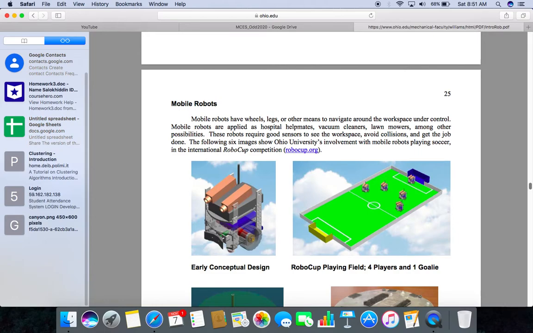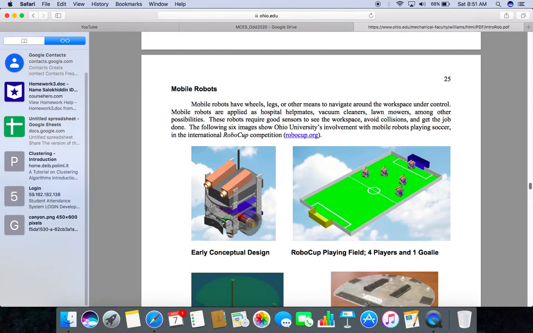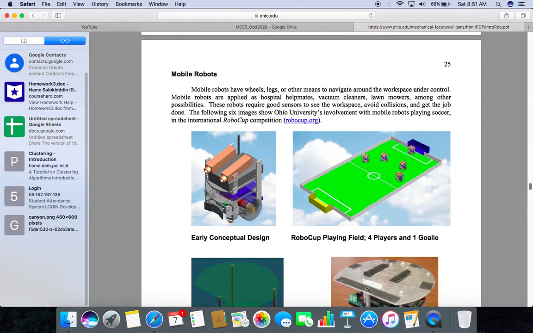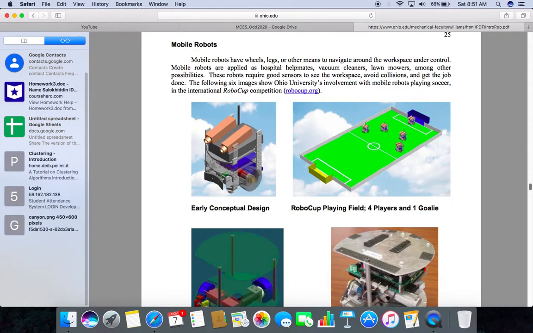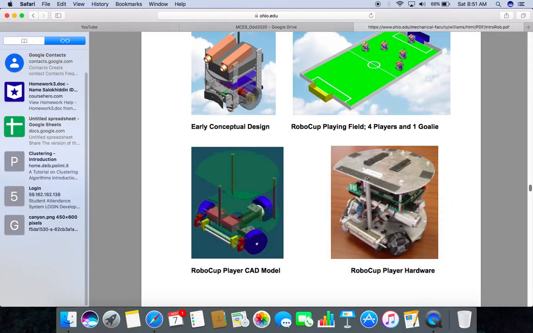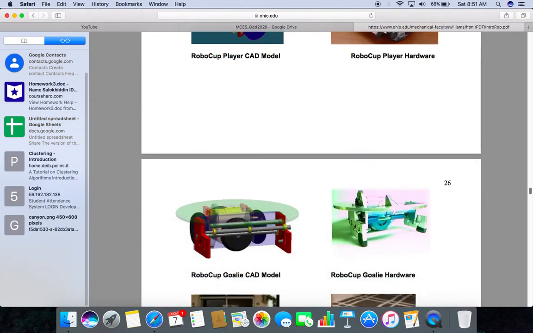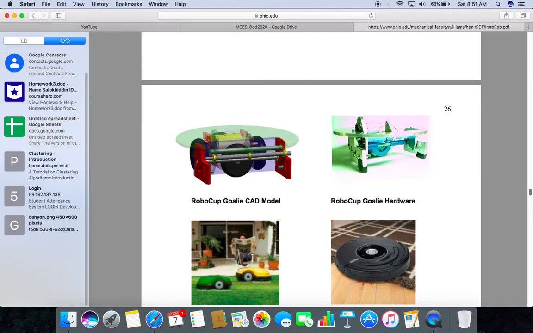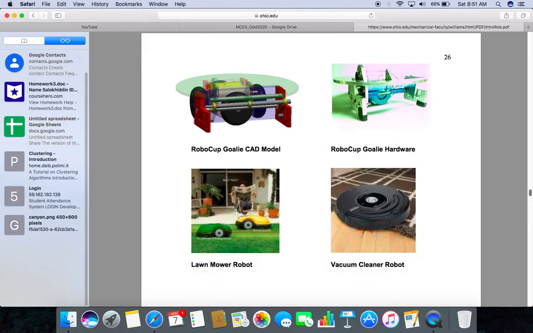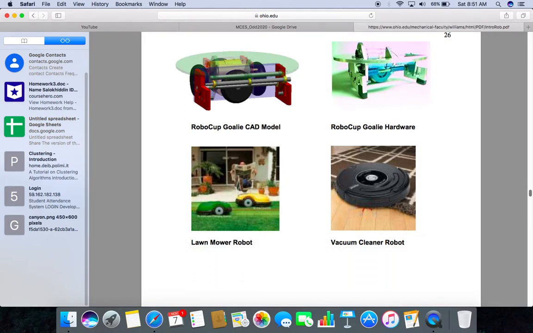The following 6 images show Ohio University involvement with mobile robots playing soccer in the International RoboCup competition. Early conceptual design, RoboCup playing field, player and one goalie. RoboCup player CAD model, RoboCup player hardware, RoboCup goalie CAD model, RoboCup goalie hardware, lawn mower robot, vacuum cleaner robot.